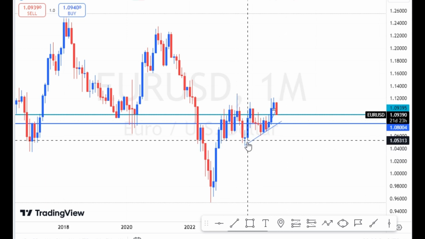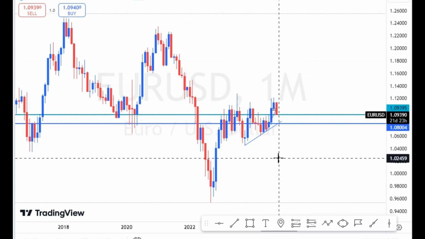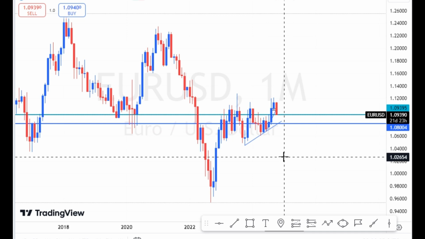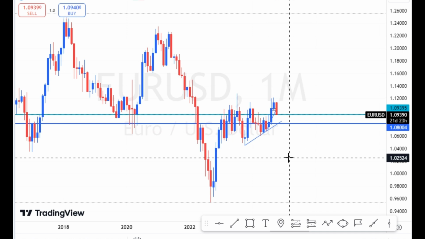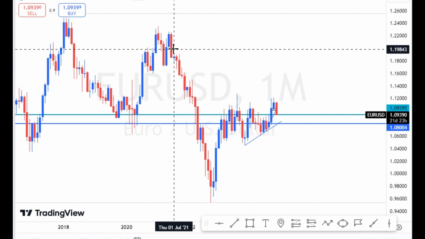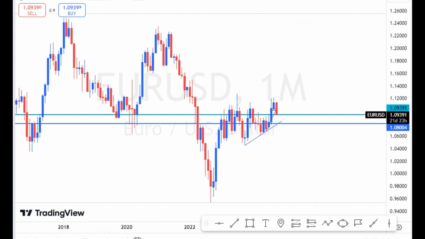But if price breaks this inner structure higher low, which means we are expecting a major downtrend for Euro USD, and this can also lead to a recession in the nearest future for the Euro USD. So let's go to the weekly chart on the Euro USD.